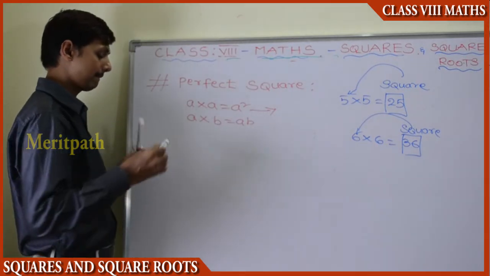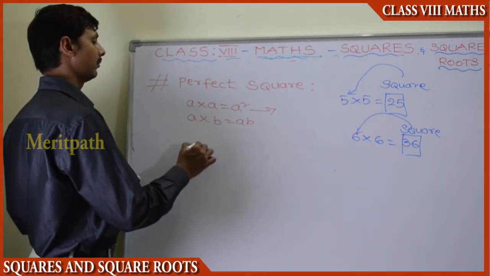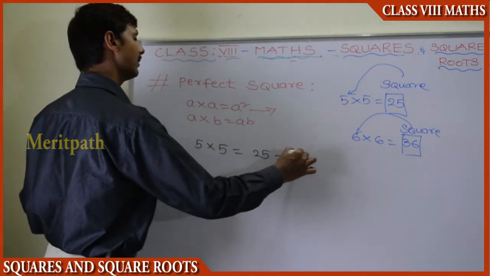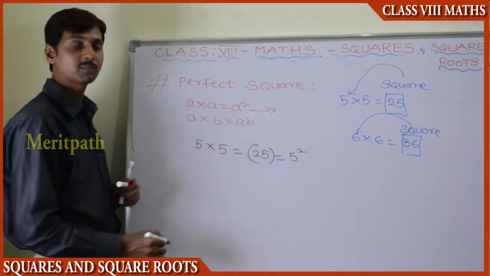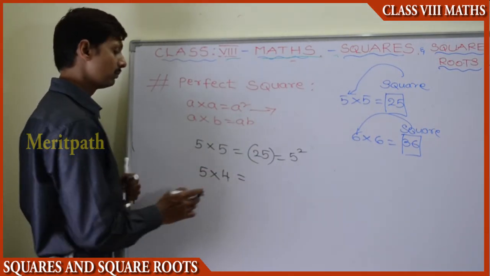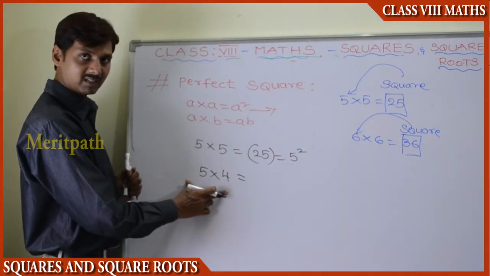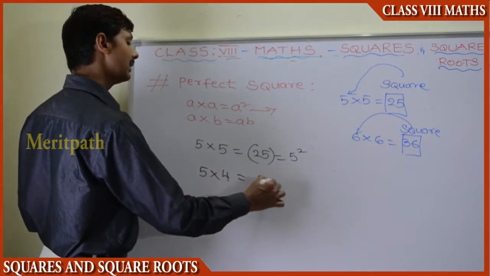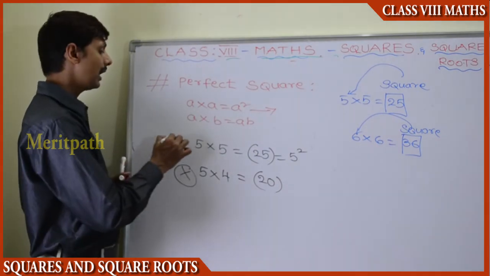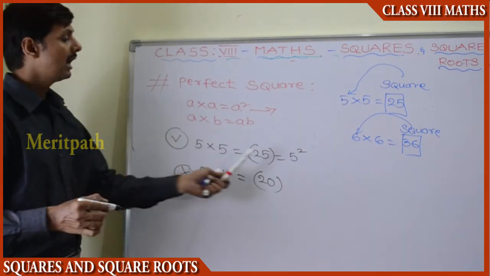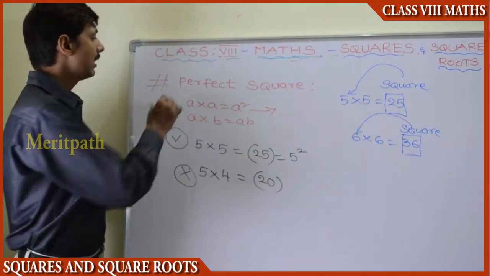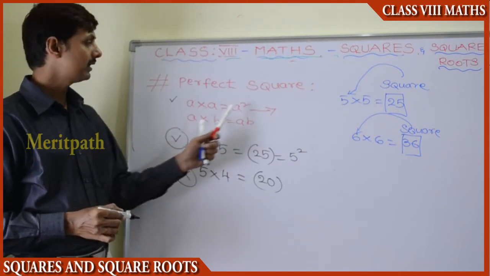For example, we take 5 into 5 is 25, which is equal to 5 square. 25 is called a perfect square. If we take any other two different numbers and multiply them, we get, say, 20, and 20 is not a perfect square. When we multiply the same number by itself, that number is called a perfect square. So a into a is a square, which is a perfect square.